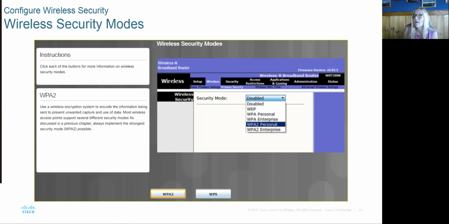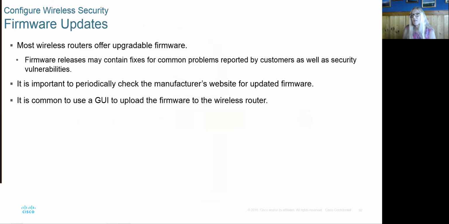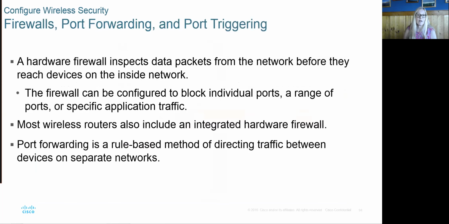So here on our wireless security modes, we can see all of the different types of security that we can implement. And here we've got the Wi-Fi Protected Setup button, WPS. It's automatically going to configure the security between the devices. It's vulnerable to brute force attacks, so it should be turned off. Please don't use it. Firmware updates. Once again, please, most wireless routers offer upgradable firmware. Check your manufacturer for firmware updates on your wireless access points. So your wireless router at home, make sure that it's updated.